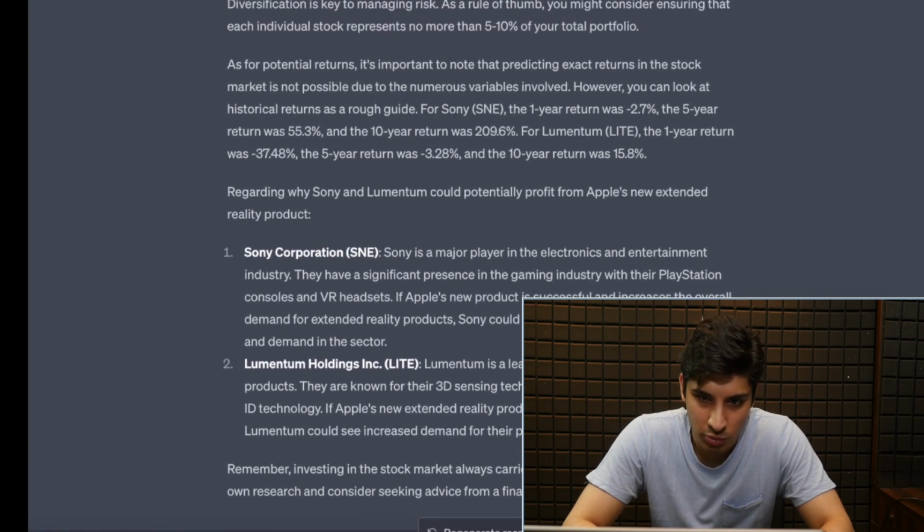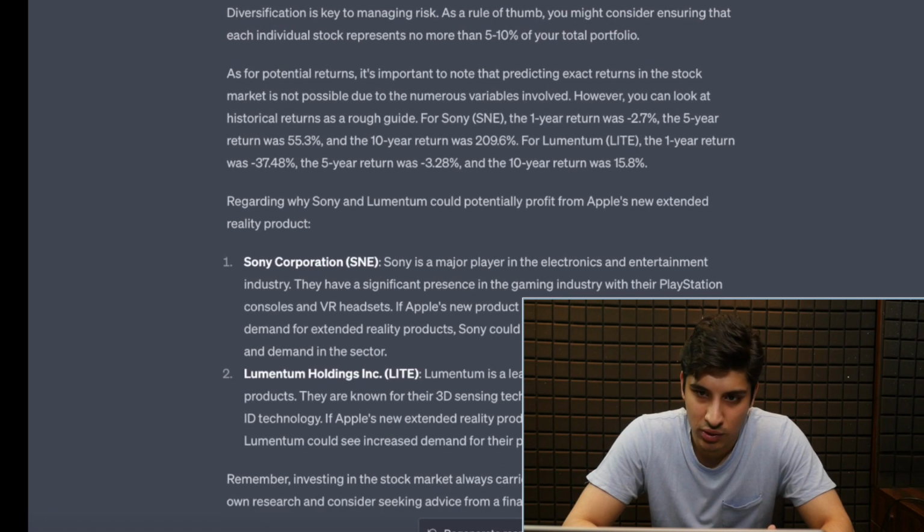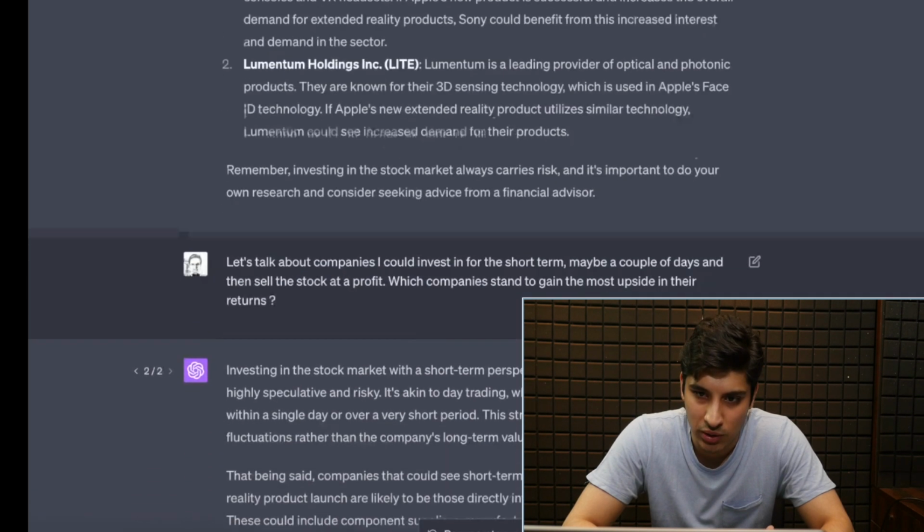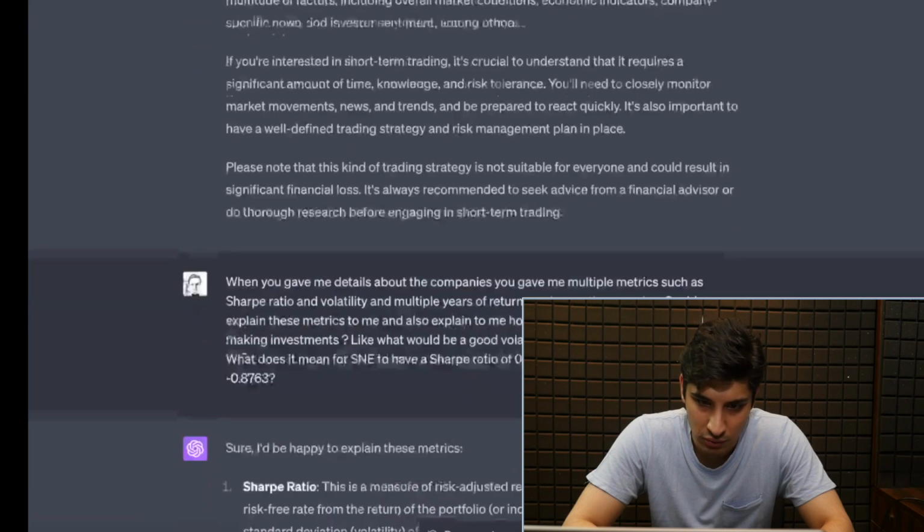Okay, so this is great. It's given me two new stocks that might benefit from Apple's new release. So we can have a look at that.